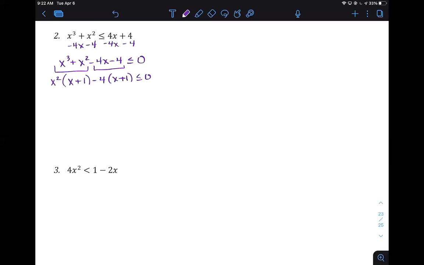All right, so the factored form would be x plus 1 times x squared minus 4. But how can we factor x squared minus 4? X plus 2, x minus 2. So this is x plus 1, x plus 2, and x minus 2.